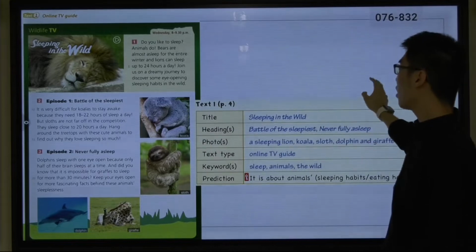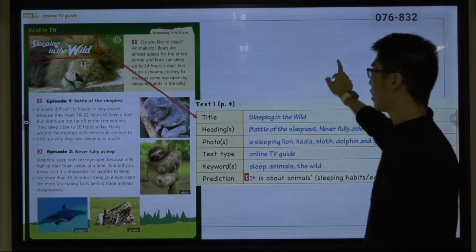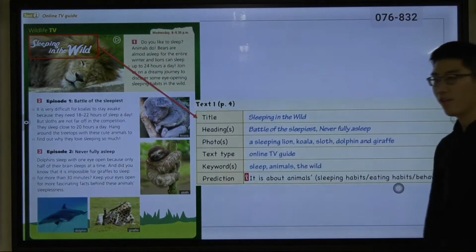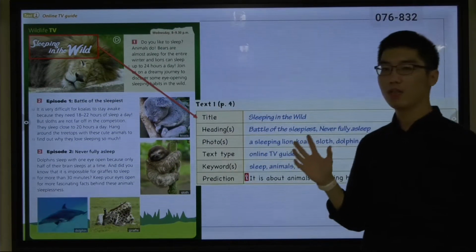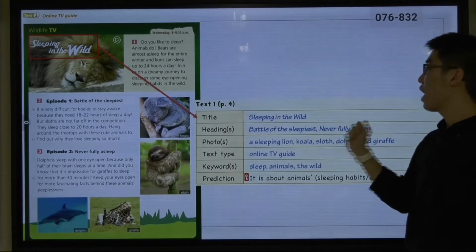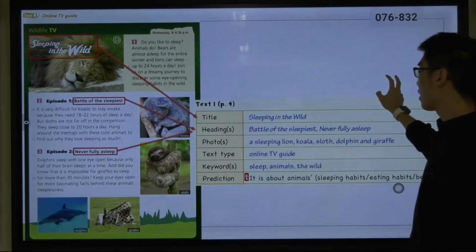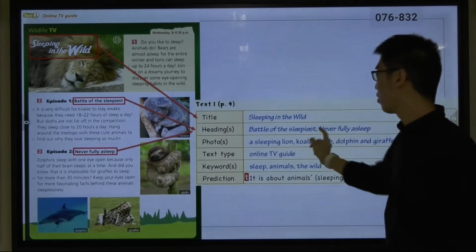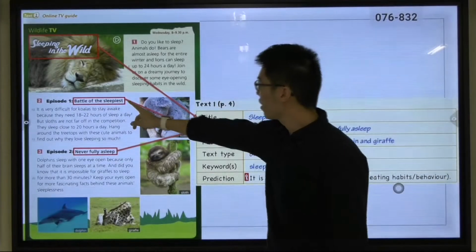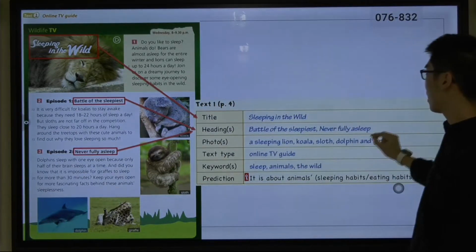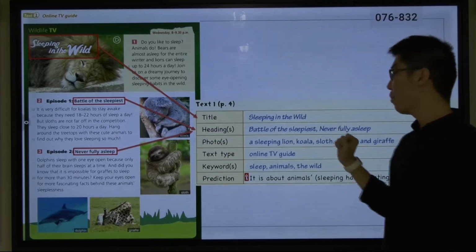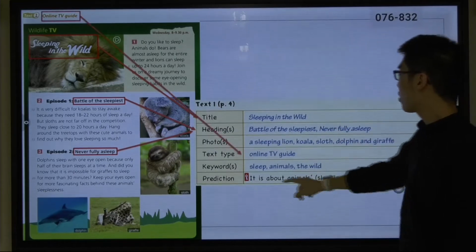Okay. So for the title, you can see that is what right here. Sleeping in the wild. It means the main thing or main idea about the paragraph or the article. So heading is just like a subtitle for different parts of the paragraph. Okay, so you can see Battle of the Sleepers forever. Okay, so just write this down, and it has already been done for you in the textbook as an example. So you just write it down.